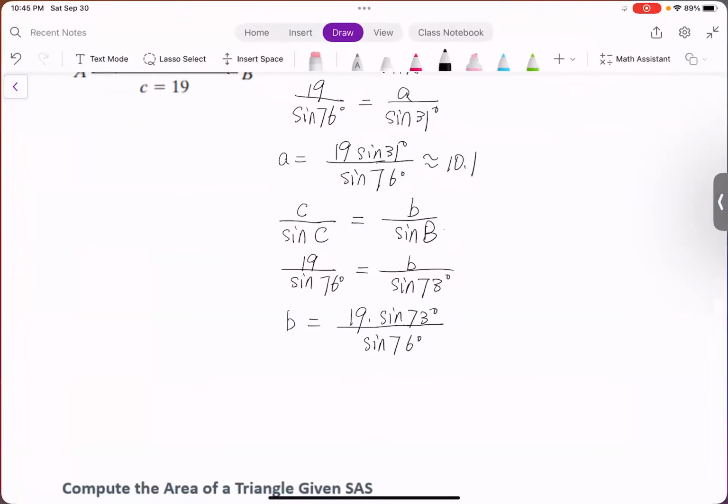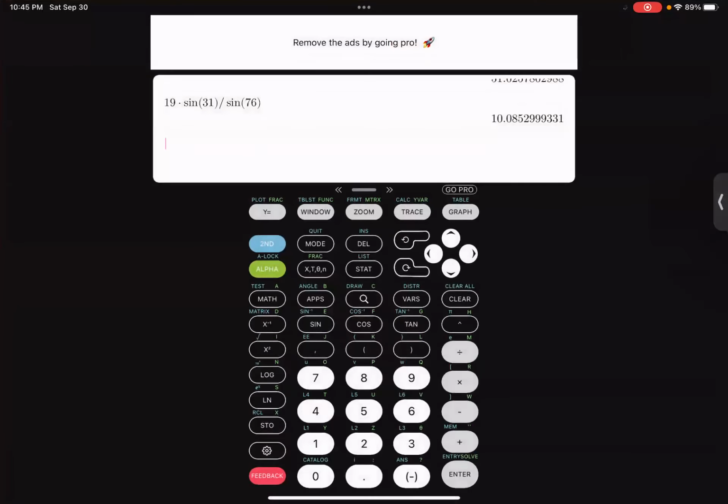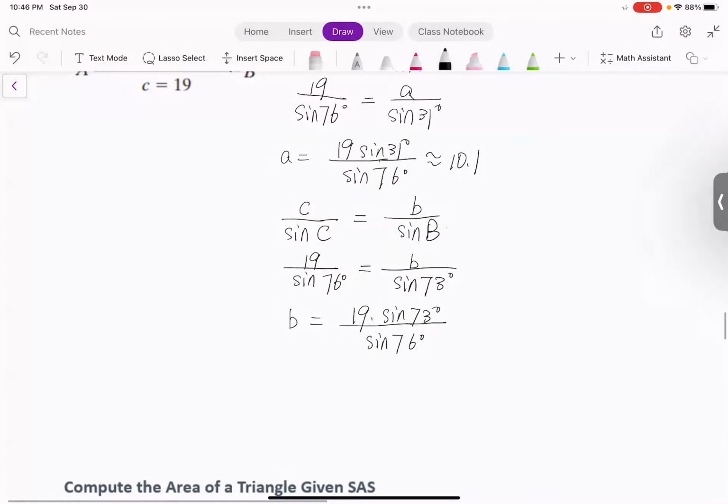Okay, so I have 19 multiplied by sine 73, all divided by sine 76, close the parentheses, hit enter. So I'm having 18.726. Round to one decimal place, I have 18.7. So this one is about 18.7.